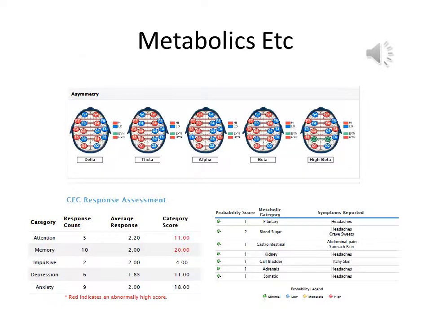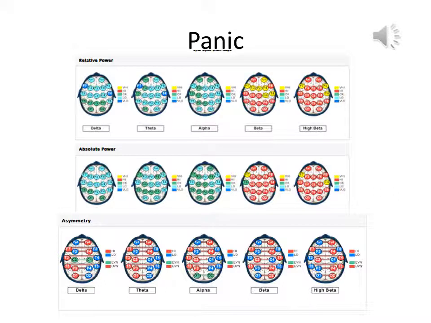Now here's the map of somebody who's suffering from a panic disorder. In this map we can see how diffuse the elevated beta is as well as the diffuse elevated high beta. We can see that both in absolute power and relative power here. We notice that the beta dominates to the point where there's a diminished amount of low frequency activity. A lot of the areas are starting to show blue, lower than normal.